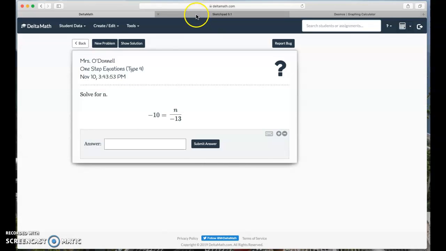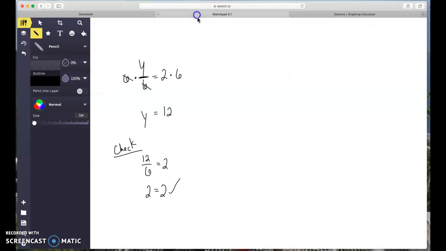So we've got negative 10 equals n over negative 13. Negative 10 equals n over negative 13. All right, so this equation may not be quite as intuitive. Still pretty intuitive probably. But we want to make sure we're using good practices and we are practicing using our inverse operations, right? So the opposite of dividing by negative 13 is going to be multiplying by negative 13.